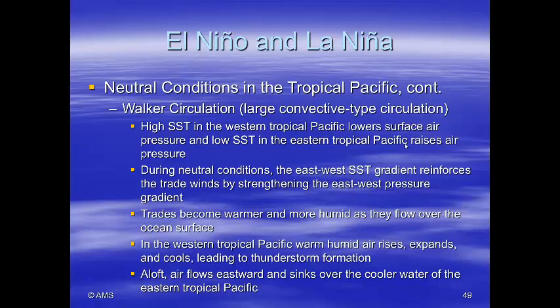The trade winds become warmer and more humid as they flow over the ocean surface. In the western tropical Pacific, warm humid air rises, expands, and cools, leading to thunderstorm formation. Aloft, the air flows eastward and sinks over the cooler water of the eastern tropical Pacific.